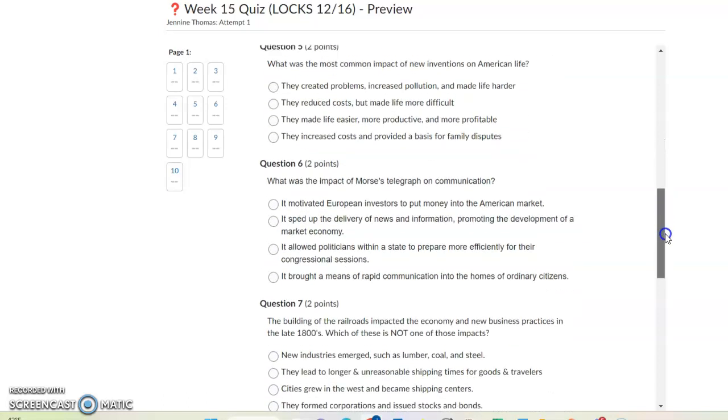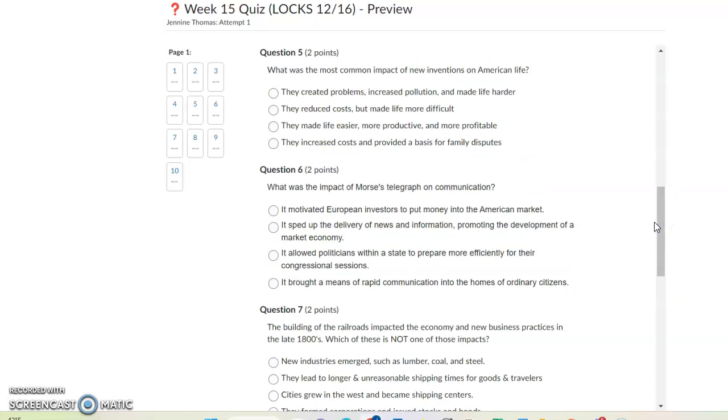Number 5. What was the most common impact of new inventions on American life? They created problems, increased pollution, and made life harder. They reduced costs, but made life more difficult. They made life easier, more productive, and more profitable. Or the final option, they increased costs and provided a basis for family disputes.